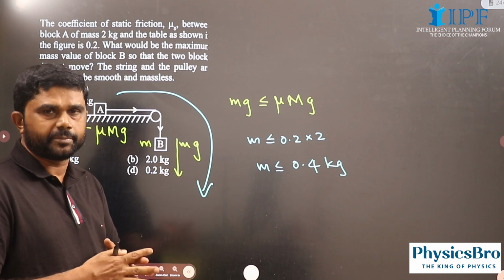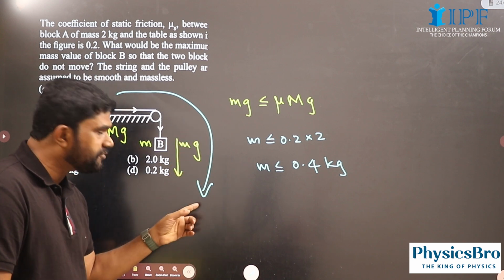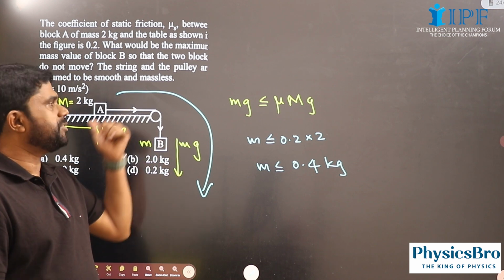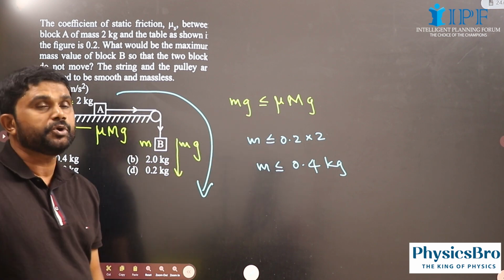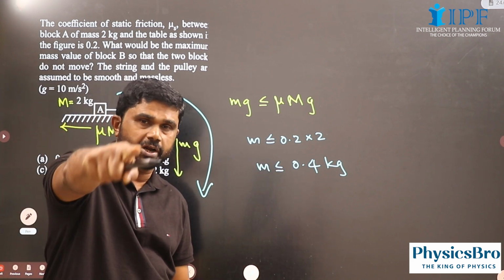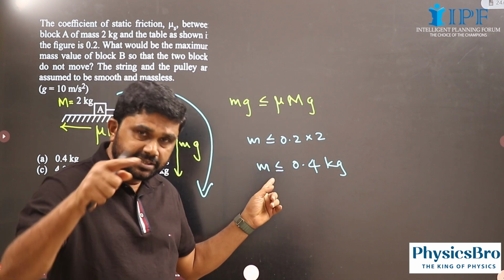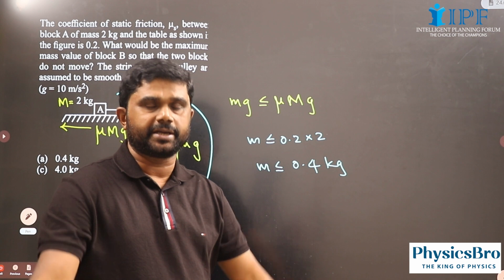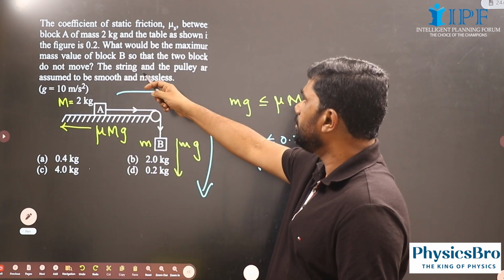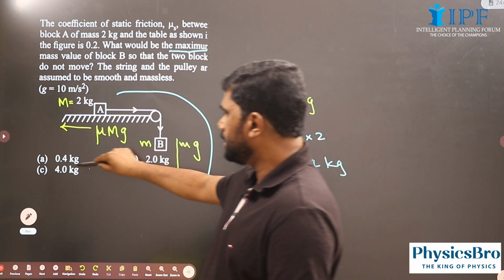For the system to be in static equilibrium, for the system to be at rest, this driving force must be less than or equal to the maximum friction. So mg must be less than or equal to mu Mg. Right? So we will get m less than or equal to 0.4 kilogram, means it cannot be greater than 0.4. So 0.4 is the maximum value. That is 0.4 kilogram, right?